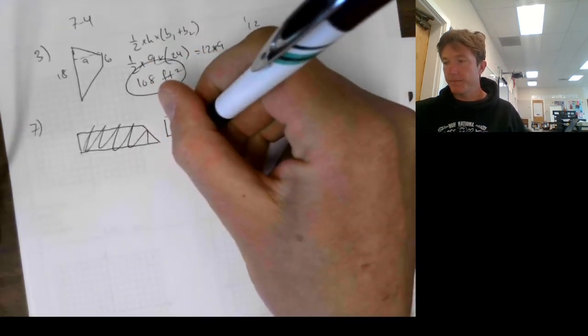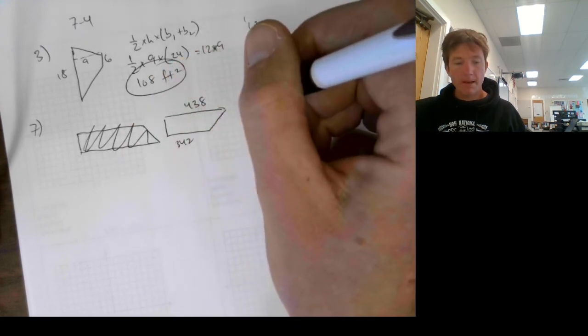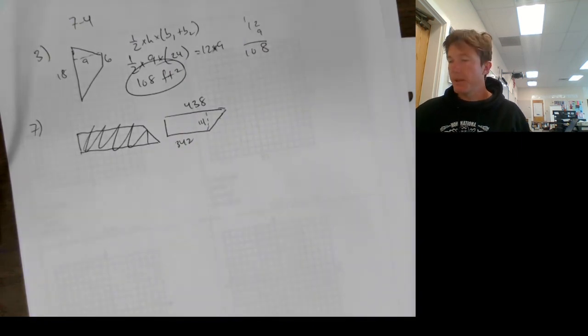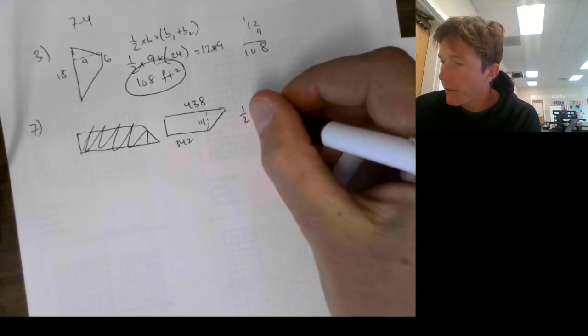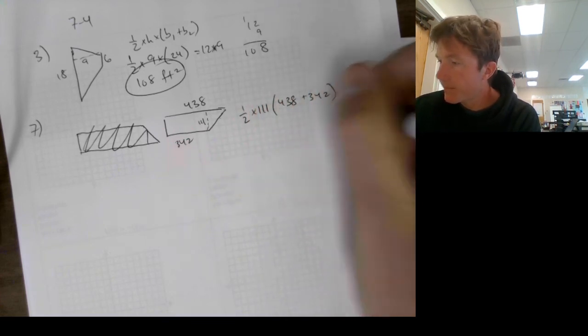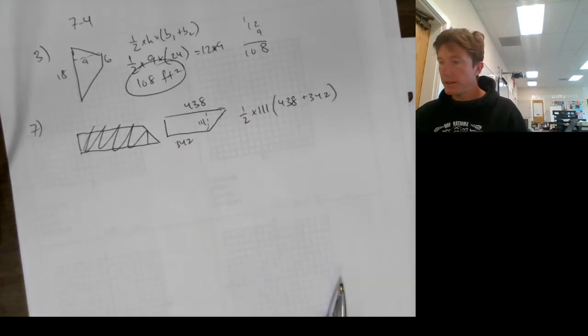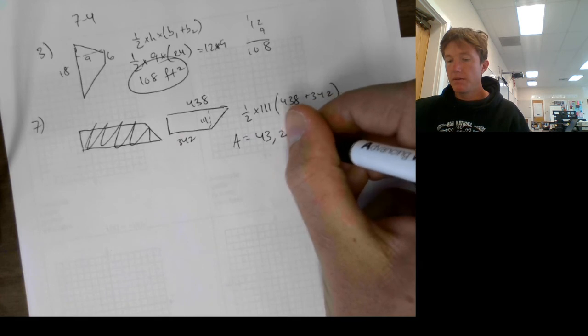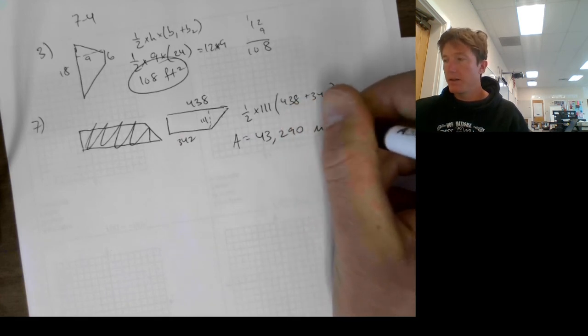The bases are 342 and 438, and height 111. Approximate the area by using the area of a trapezoid. So we'll do the same formula: 1/2 times 111 times 438 plus 342. Plug that all into a calculator. So the area is about 43,290 miles squared.